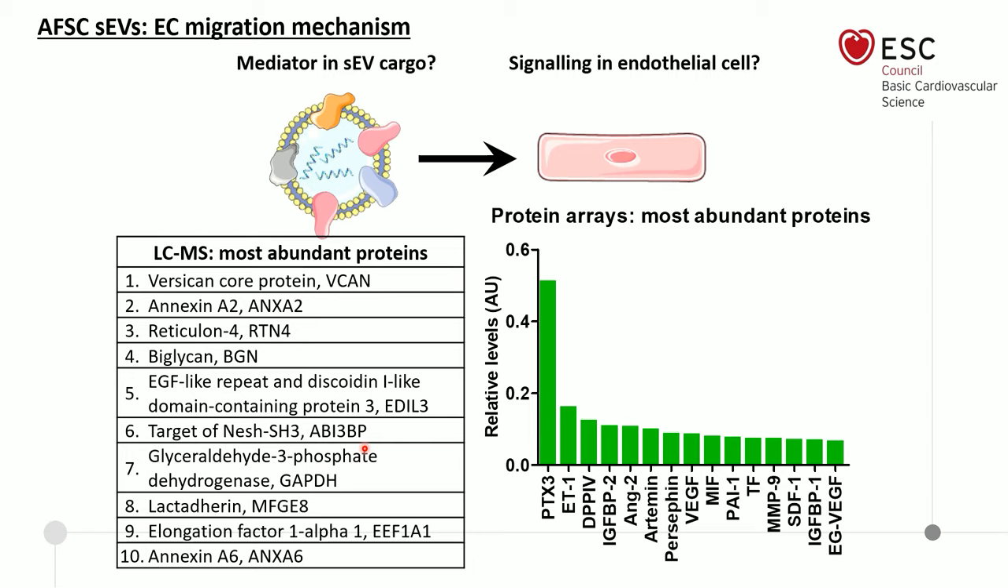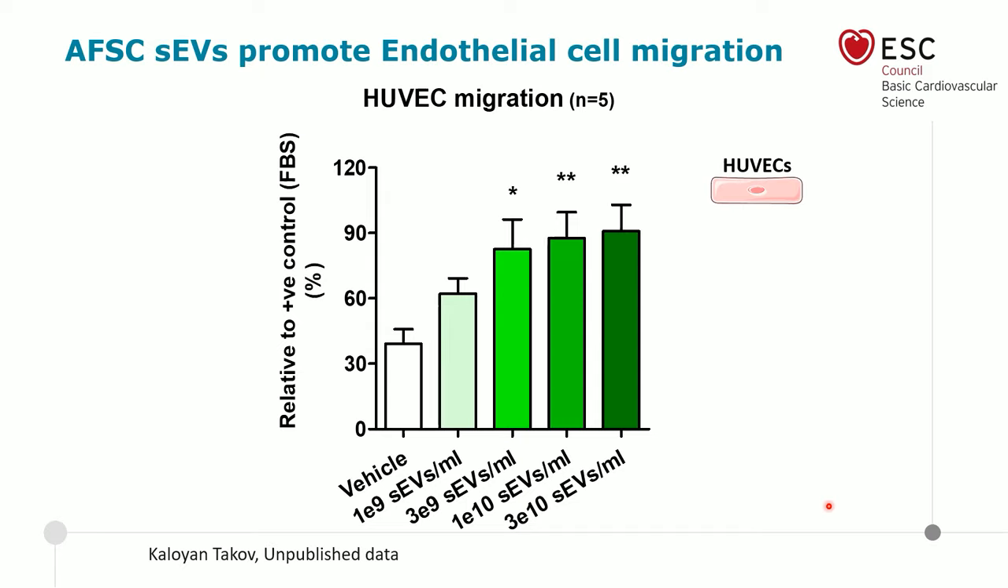We were also interested in whether they activated some of the angiogenic stimulation and whether they contained angiogenic proteins. By protein array, we could see they contained a lot of pro-angiogenic stimulating cytokines and factors. We used a HUVEC migration model to see whether that actually stimulated the migration of the HUVEC cells, and we can see a nice dose response here in the presence of the exosomes that stimulated their migration.